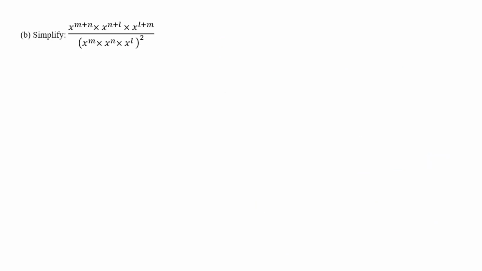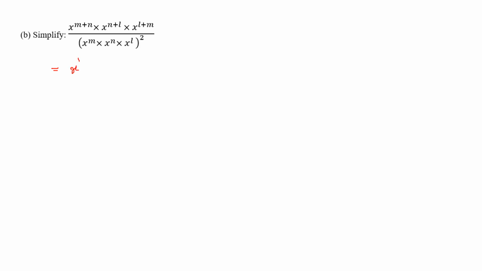Now simplify x to the power m plus n multiply by x to the power n plus l into x to the power l plus m divided by x to the power m into x to the power n into x to the power l whole square. Now here if you can see, in the numerator base is same, so you have to add the powers, right? So you are using the product law.